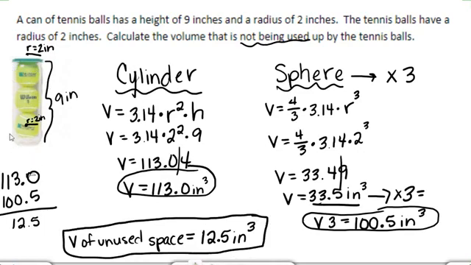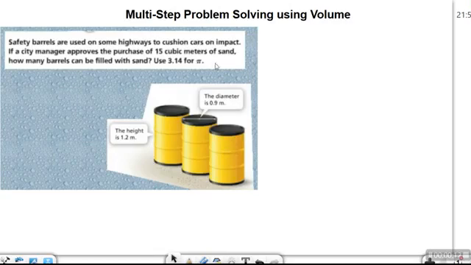We found the volume of the cylinder can, then the volume of one sphere, then we multiplied that by 3 to find the volume of all 3 spheres, then we subtracted that from the volume of the can to get the unused space. So today we're looking at multi-step problem solving with volume.